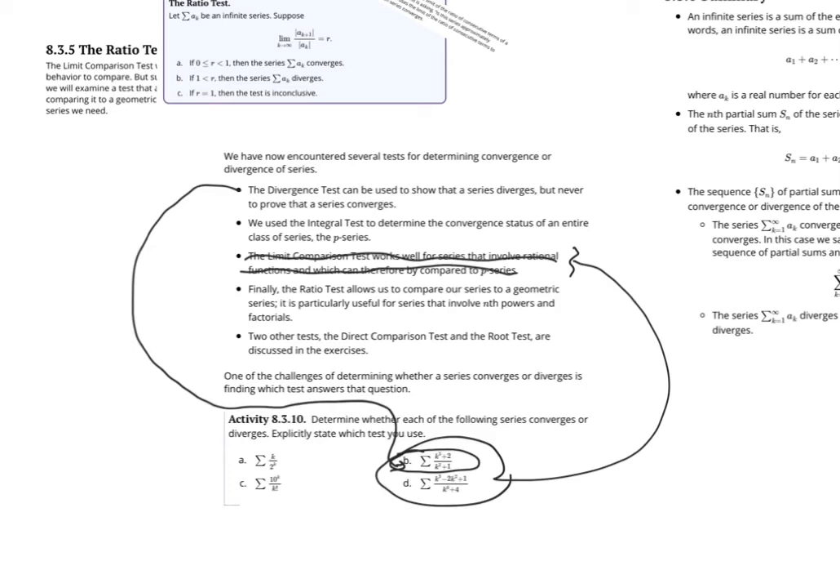And then finally, there's the direct comparison test and the root test. I'm not going to be assigning you those. But there's a lot of convergence tests for series, and sometimes one test is more appropriate than the other. Sometimes you can't get a conclusion out of one test, so you have to pick another test. So hopefully by working out this activity, along with the exercises, you'll get some practice determining which test is appropriate for what type of series.